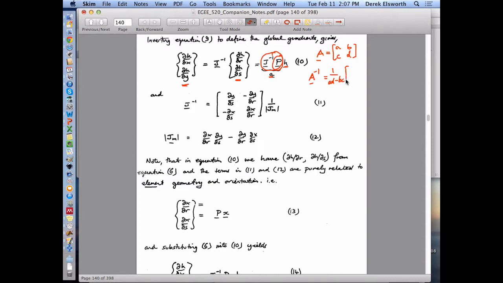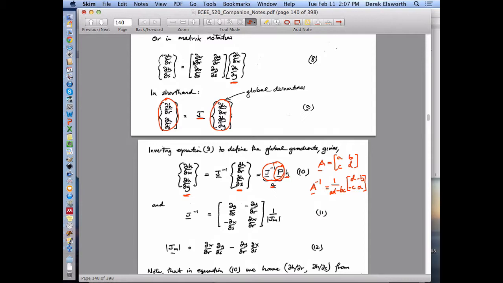And what you do is you flip the terms on the leading diagonal. So this becomes D and A, if my memory serves me well, and you take the negative of the terms off the diagonal. So hopefully that's what we have here. If you compare this matrix here, these two terms have been switched, dx dr is here, dy ds is here. So we switch these two terms and we take the negative of these, and that's just the inverse of that matrix. So that's all this is.